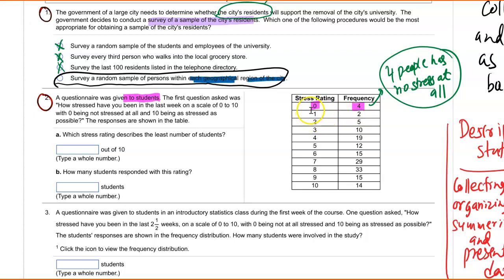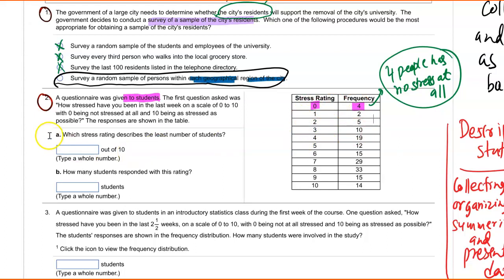That means 1 is least stress. Remember that. 0 is not stressed, 1 is a little more stress, 2 is more, and 10 is the maximum stress. Therefore, in this question, 2 people have minimal stress, 5 people have stress 2, and 14 people have maximum stress 10. This frequency is the number of people having such stress.